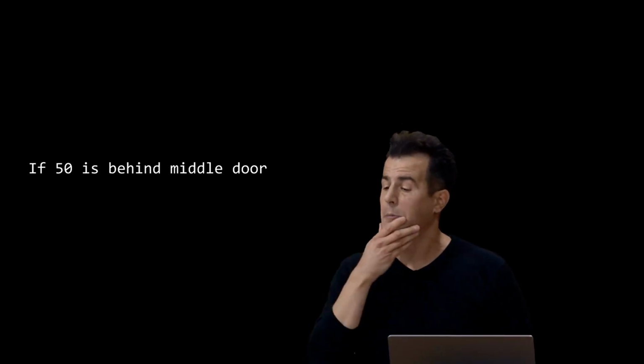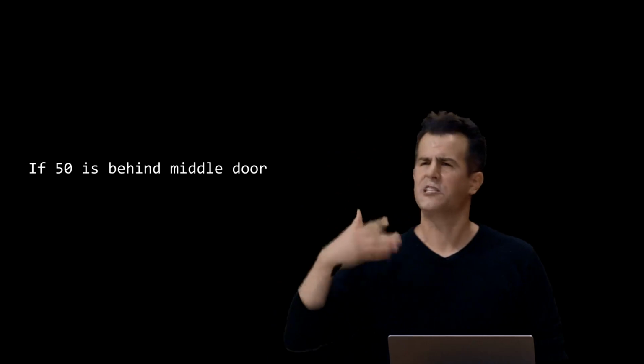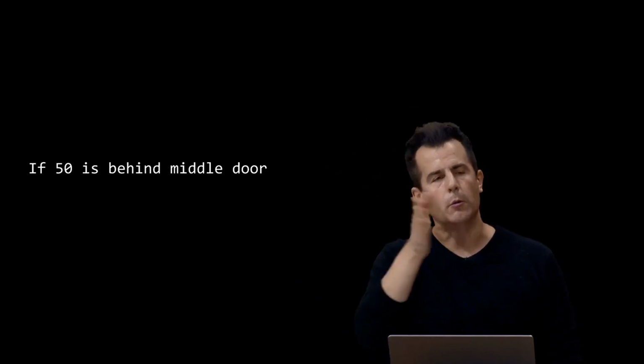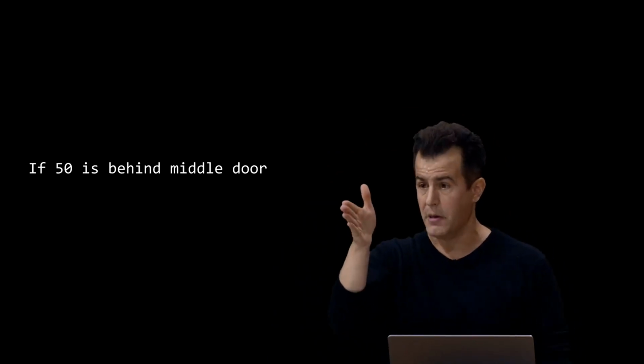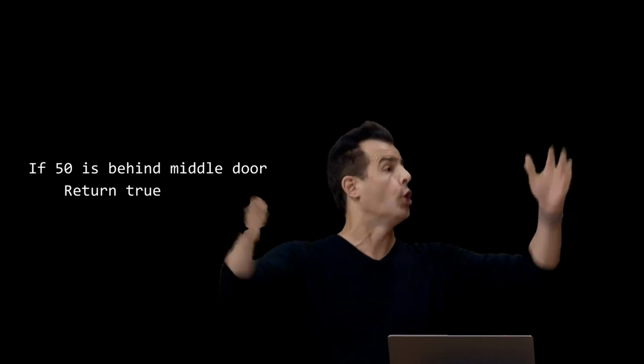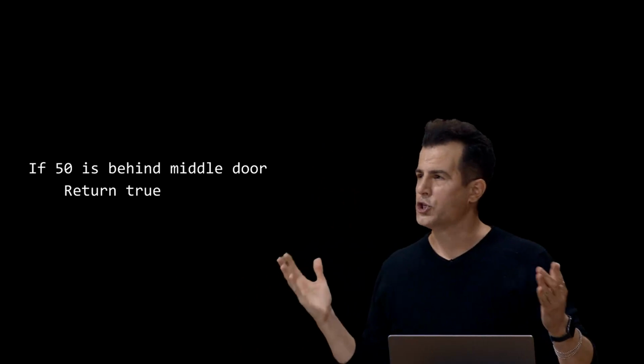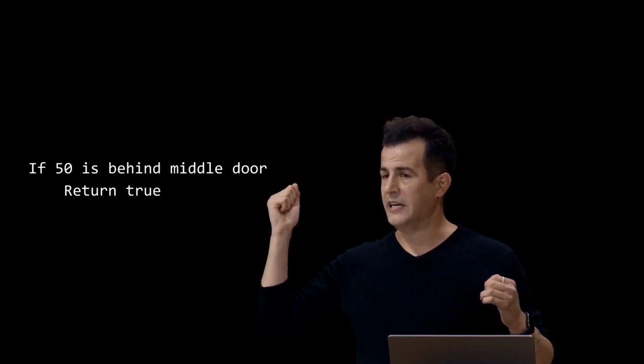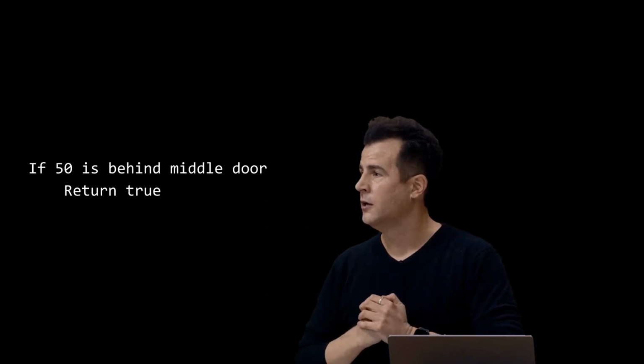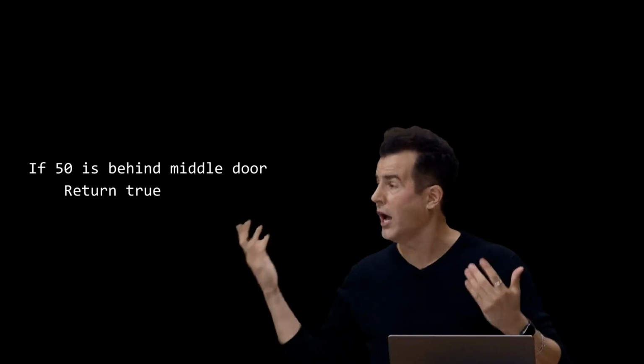The first step for Jackson might be to ask the question: if 50 is behind the middle door, where presumably he's done some mental math to figure out what the middle is, then he's just going to return true. And hopefully we'll get lucky and 50 will be right there. Of course, there are 2 other possibilities at least, which would be what? 50 is with respect to these doors? Yeah, so to the left or to the right, alternatively.